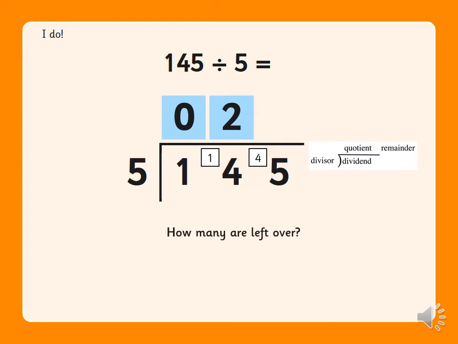The leftover 4 goes next to the next number, and then you work out how many 5s go into 45. You just count up: 5, 10, 15, 20, 25, 30, 35, 40, 45, and the answer is 9. So that's how you work out this question. Okay, so the answer is 29.